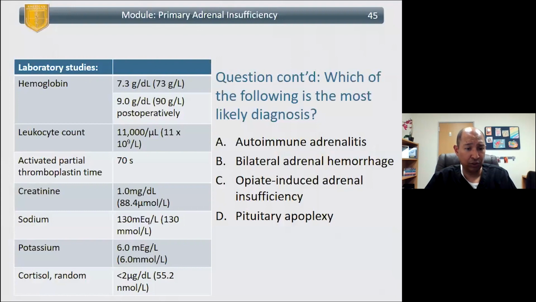Creatinine is 1.0, which is normal. Sodium is 130, which is low. Potassium is high at 6. And the cortisol is low, less than 2. Which of the following is the most likely diagnosis over here?